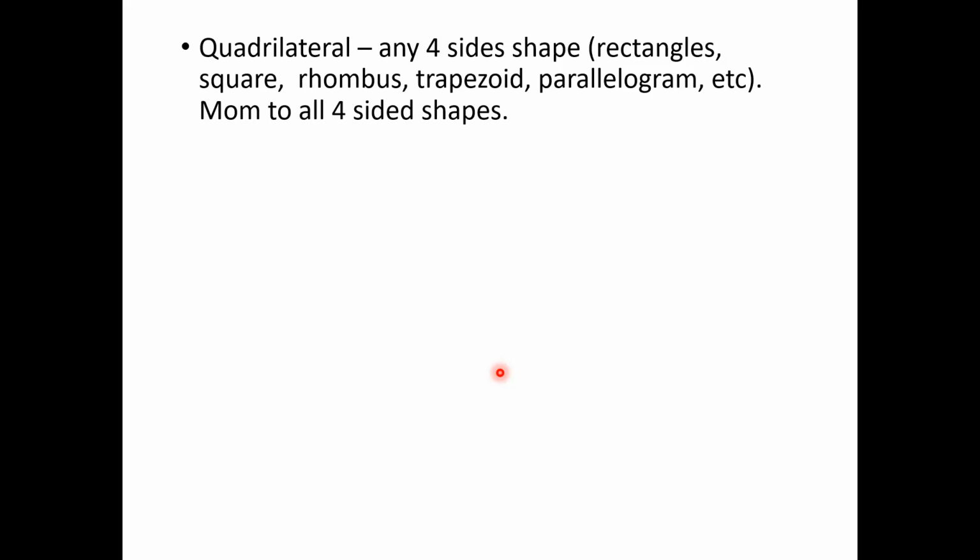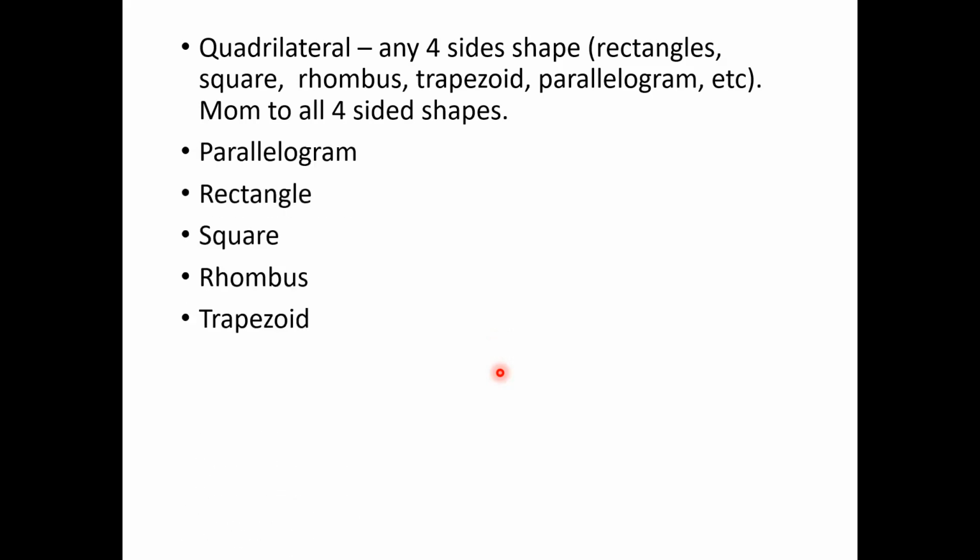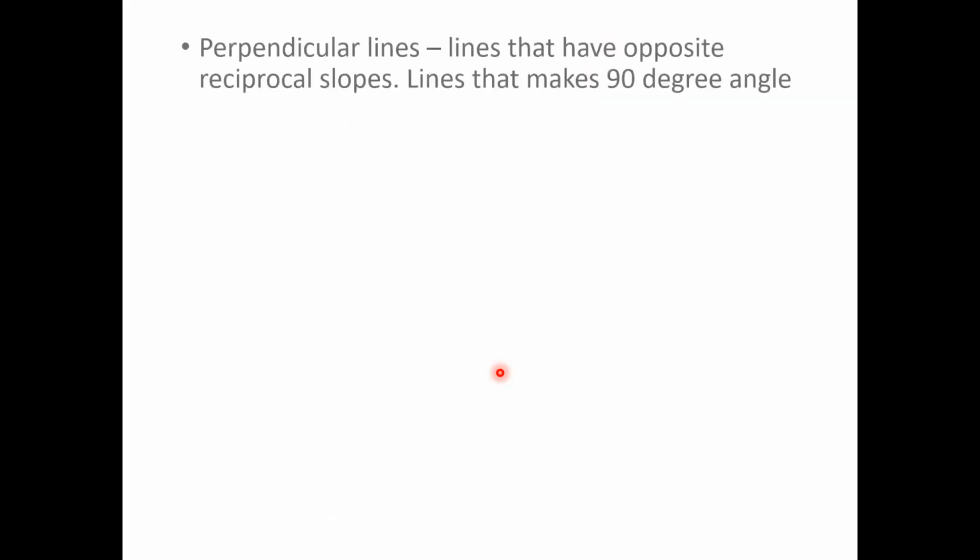Trapezoid and parallelogram. So a rhombus is like a square, except it's kind of pushed over. And a parallelogram is like a rectangle, but it's pushed over a little bit. It's slanted. All these have parallel lines. Parallel lines are two lines that have the same slope. They're like railroad tracks. Perpendicular lines create a 90-degree angle. Okay.